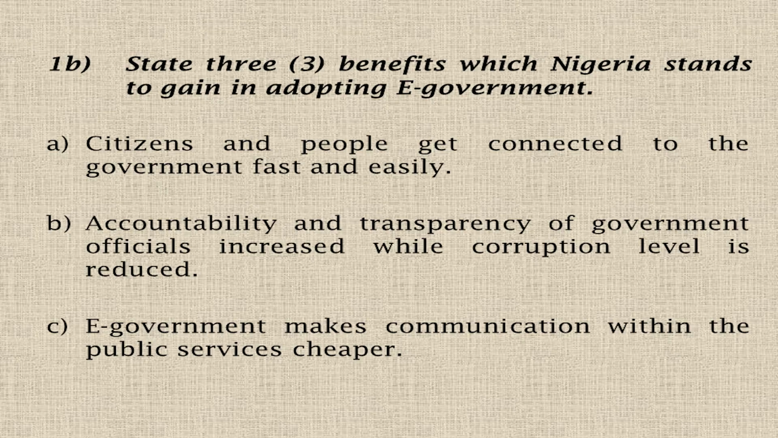State three benefits which Nigeria stands to gain in adopting e-government. A. Citizens and people get connected to the government fast and easily. That's a good one. B. Accountability and transparency of government officials increase while corruption level is reduced. And the third one, as a probable answer, you can get more of the points, depending on how many you have to write: e-government makes communication within these public services cheaper.